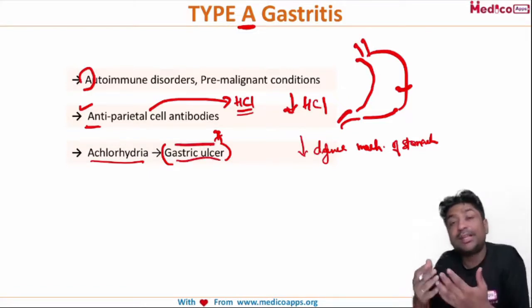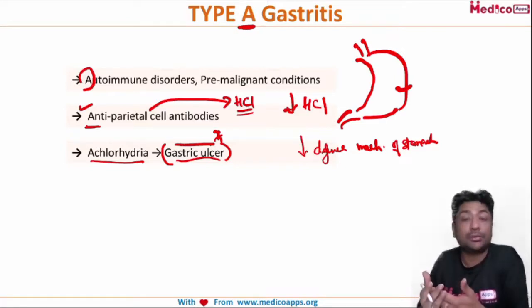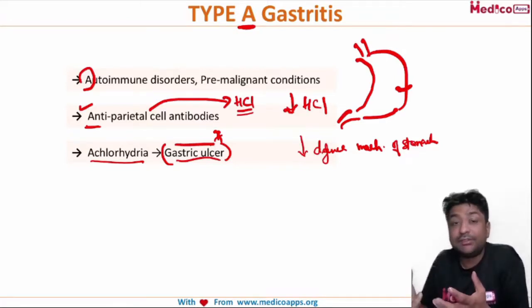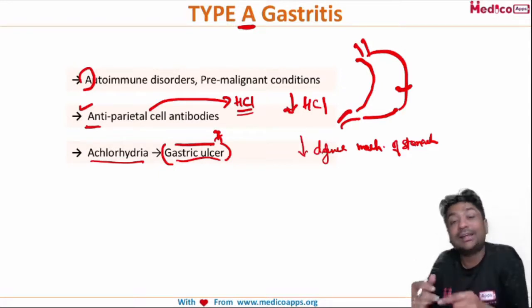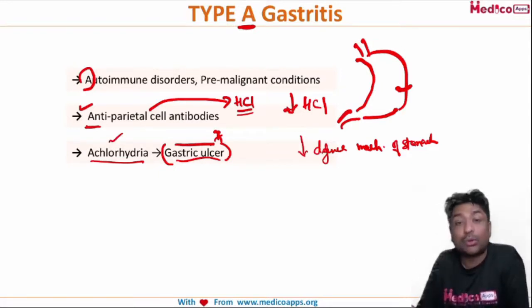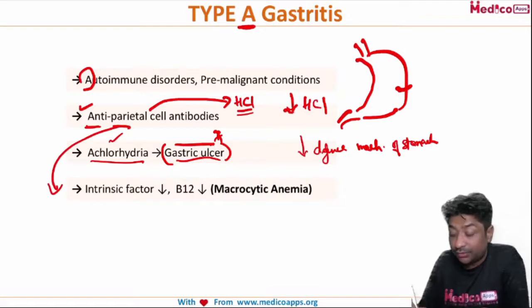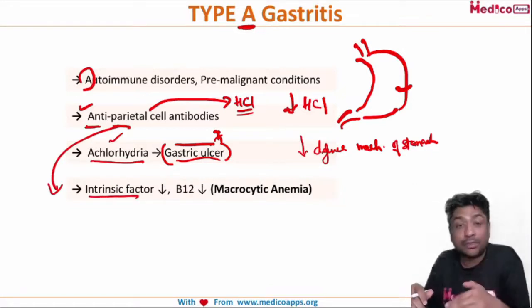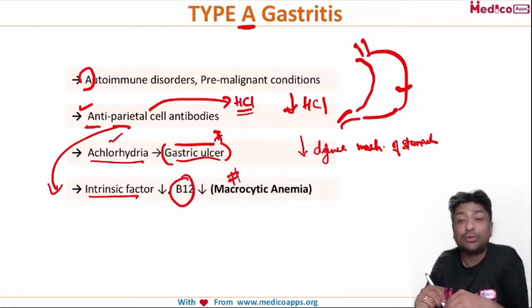The various defense mechanisms of the stomach, which protect the stomach mucosa from the acid which is produced inside the stomach, are impaired in this, and that's why even though there is an achlorohydria, there will be gastric ulcer. Also, another very important function of parietal cells we all know is the formation of intrinsic factor. And obviously, if the intrinsic factor production goes down, there will be B12 deficiency, which can present as macrocytic anemia.